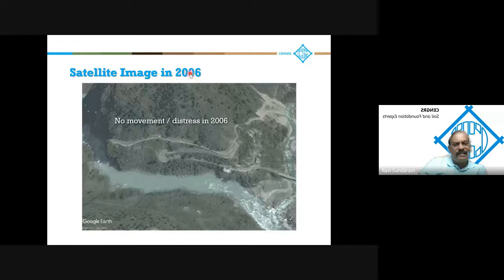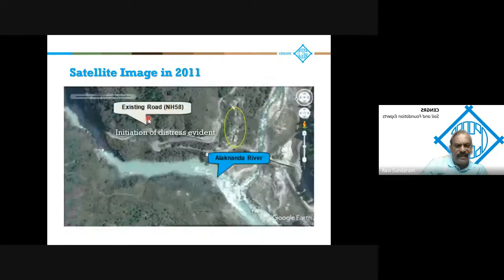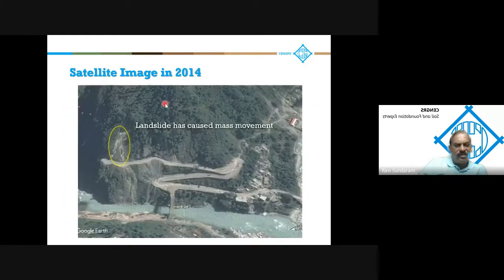This is a satellite image taken in 2006. You can see there is absolutely no indication of any distress in 2006. In 2011, some initiation of distress was evident. You can see the Alaknanda River down below. And then after the cloudburst in 2013, this image in 2014 has shown the landslide which has occurred during that period.